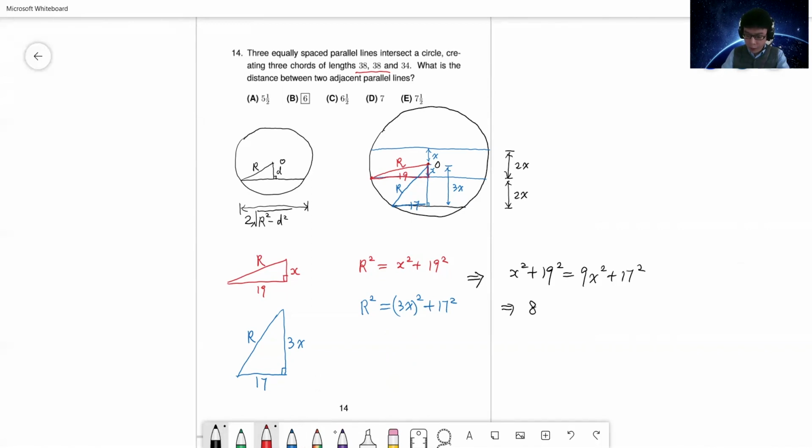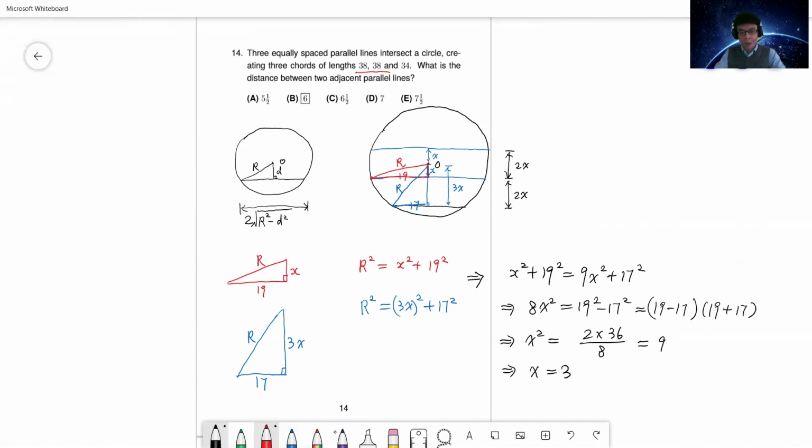Which means we have 8x squared equals 19 squared minus 17 squared. This is the difference of two squares, equal to 19 minus 17 times 19 plus 17. So we have x squared equals 2 times 36 divided by 8. This gives 9, and so we can immediately solve x equals 3 because it's positive. Now the common distance is what we want. The distance is 2x, which equals 6. So the answer to this question equals 6.